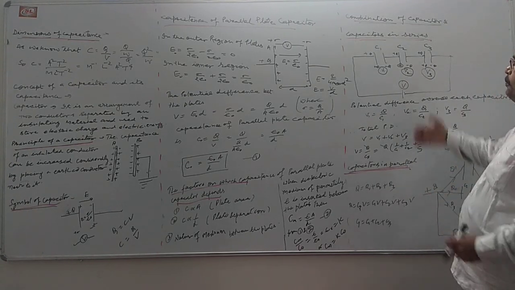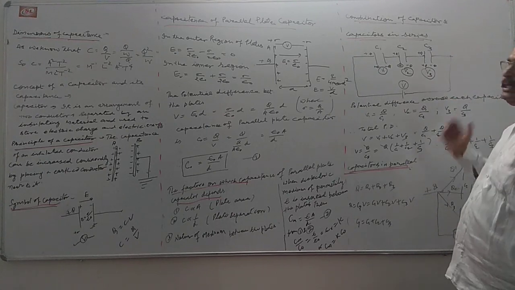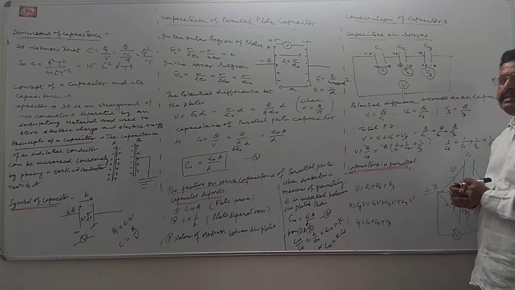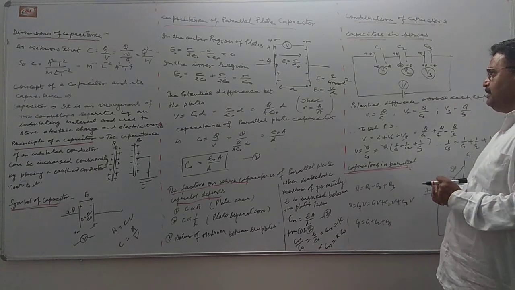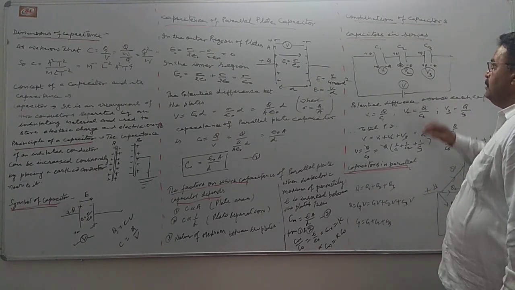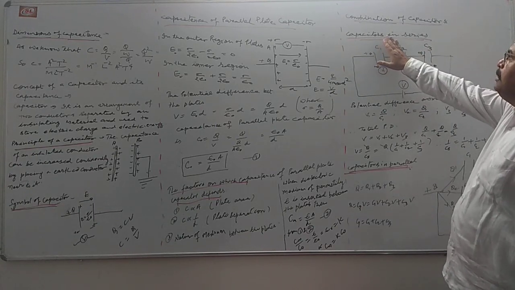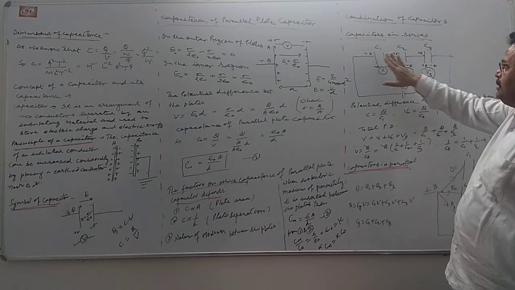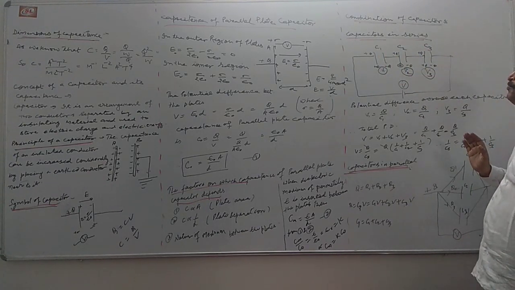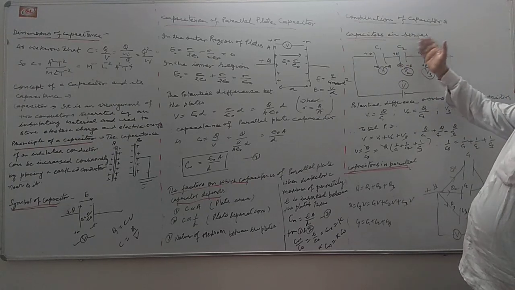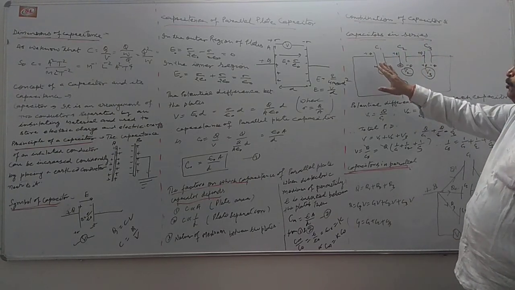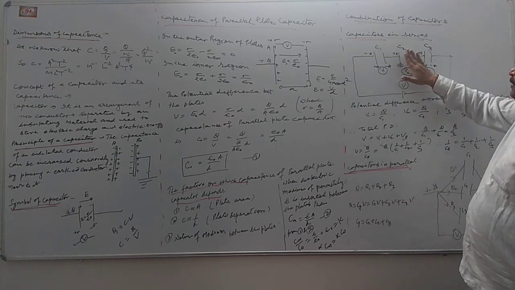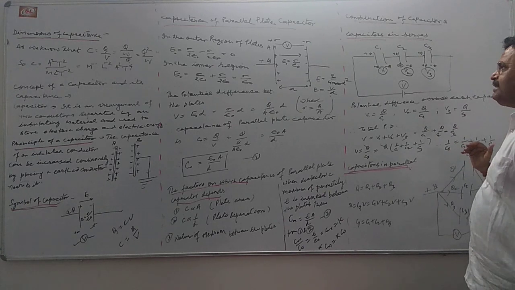Then the next topic is the combination of capacitors. Capacitors can be combined in two ways to get the desired capacitance from the circuit. Here, first we connect these capacitors in series. This is the series combination. There are three capacitors, C1, C2 and C3, connected in series. And you know, in series, the charge given to the capacitor of capacitance C1 will be the same for C2 and C3 due to the induction effect.